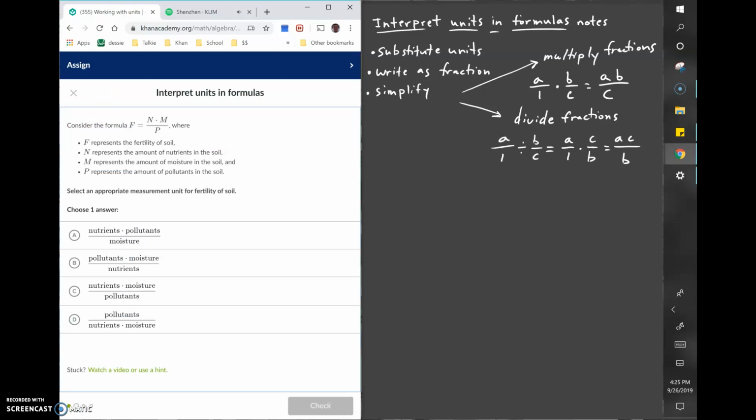Alright, we're back with another video. This time we're talking about interpreting units and formulas, and then we've got some notes over here that you might or might not use. But the first step is always to read the problem.